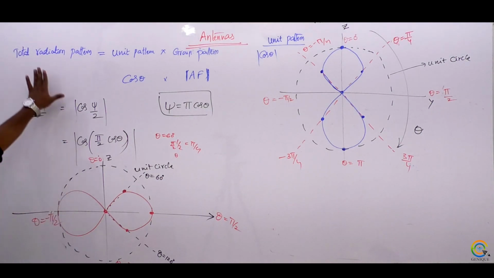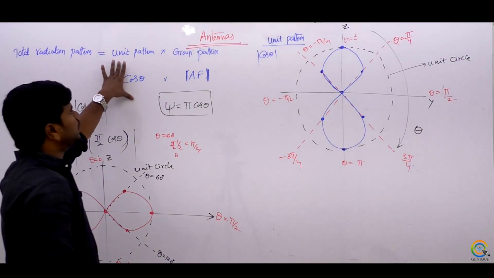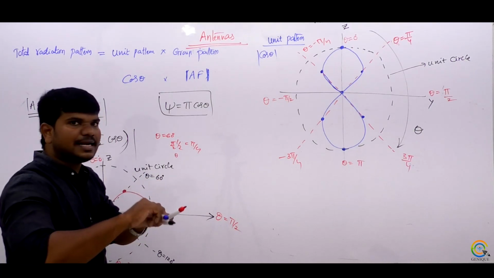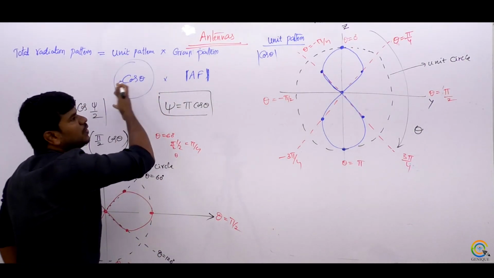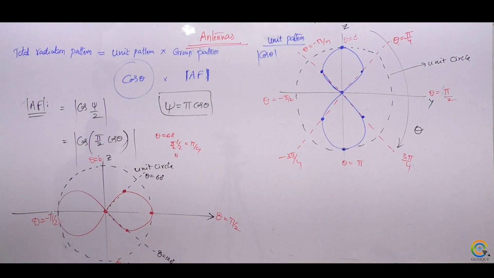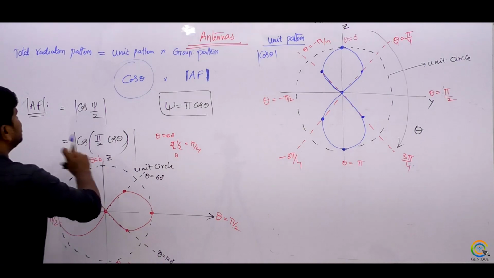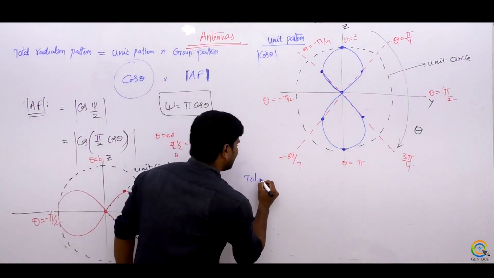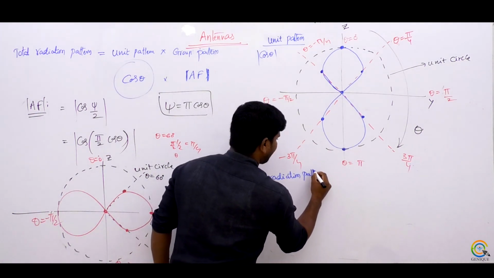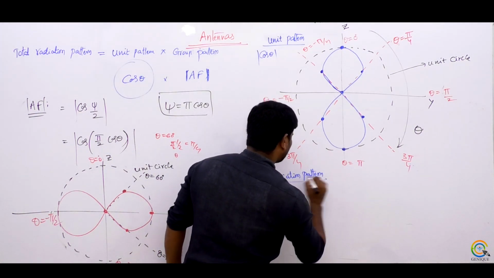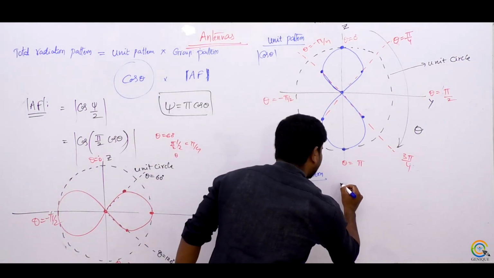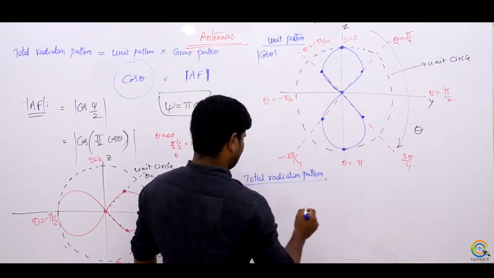Now, what is the total radiation pattern? Unit pattern into the group pattern. You have to notice the unit pattern is cos theta. If you don't know this, everything is waste. So if you multiply these two, the total radiation pattern will be like this.